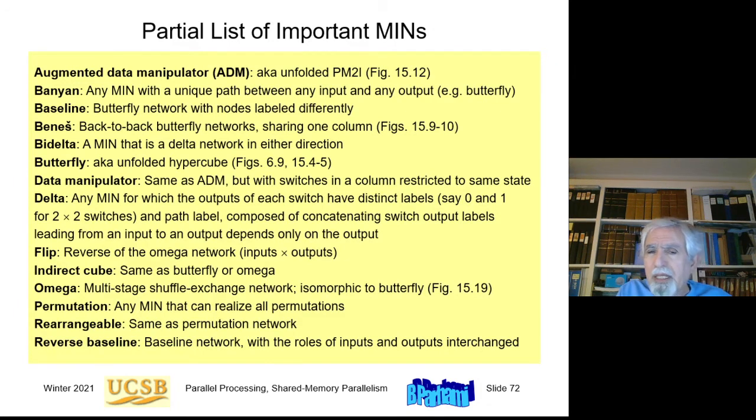We talk about sorting networks when we get to the circuit model. And this is just for your reference. I won't go through it. Some of the names of multi-stage interconnection networks and properties of these networks that you may find in the literature. So this is a good point for reference if you encounter, for example, the name bi-delta network. You can come here and there's a brief definition of what it is.